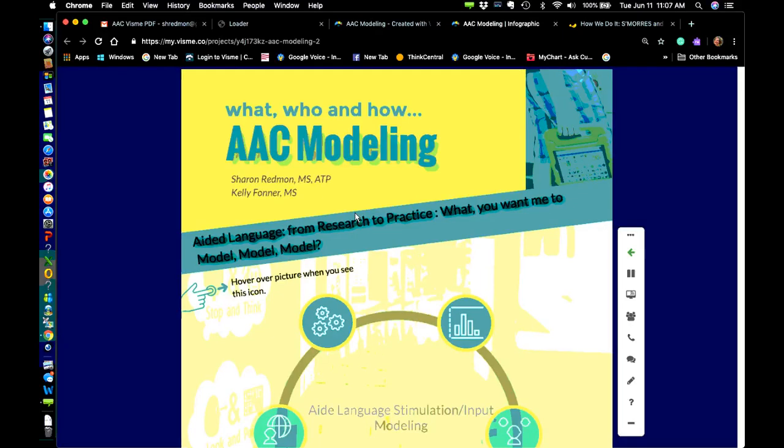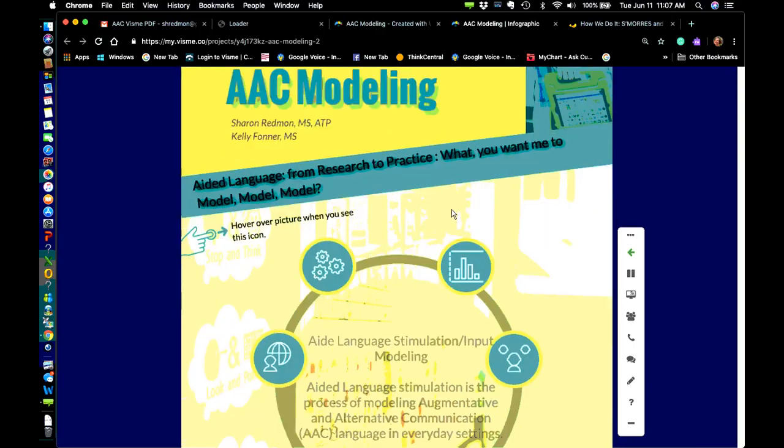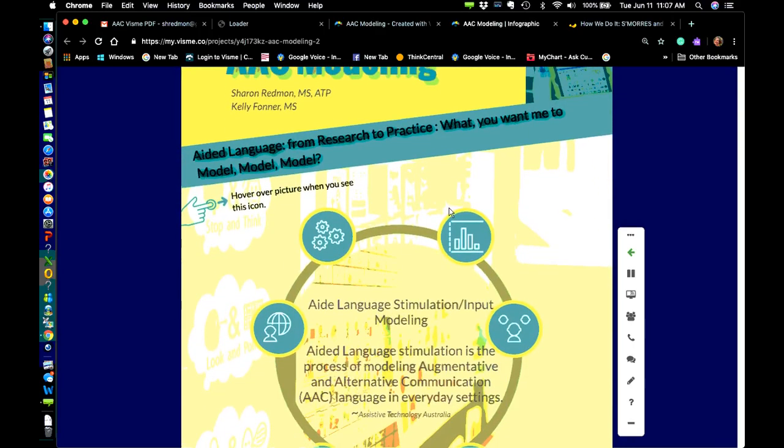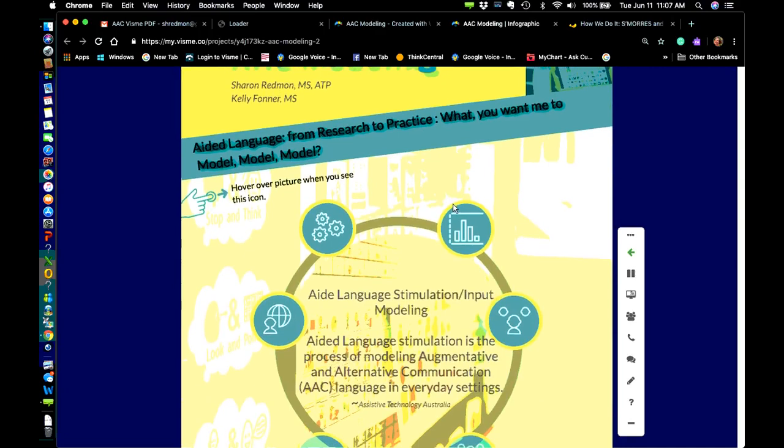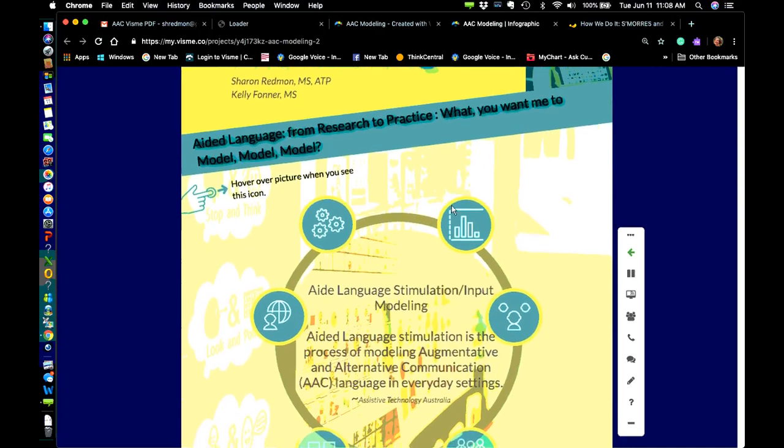And I've had a lot of mistakes, and I've had a lot of successes, and hopefully everything that I've done and that Kelly has done over the last 20 or so years of work in the classroom, 25 years, comes together in this presentation, and you'll hopefully be able to benefit from that. So we're here today again, aided language, looking at research and moving it into practice.